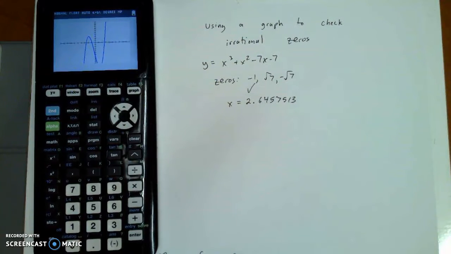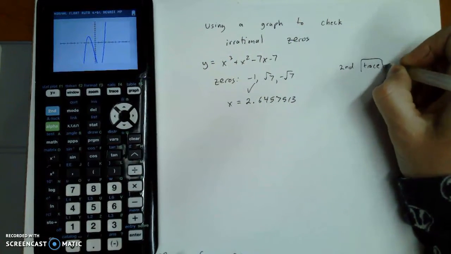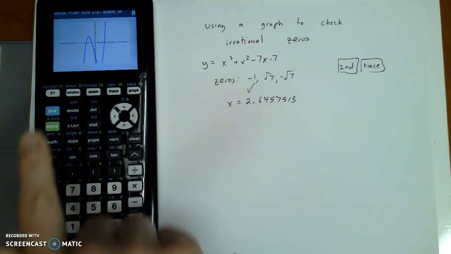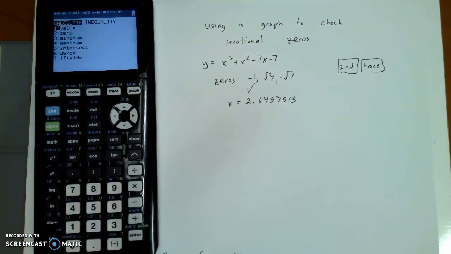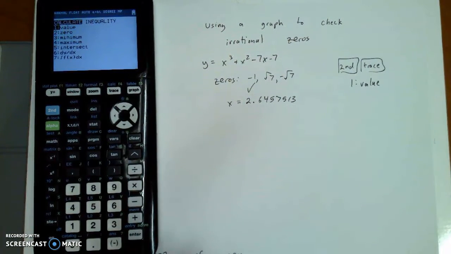I'm going to use the value. So I'm going to go to second trace, which is my calc menu. So second trace for the calc menu, and I'm going to put option 1 there for value. Now I can get integer values pretty easily from the table, but one of the nice things about this value is I can type in pretty much any x value I want.